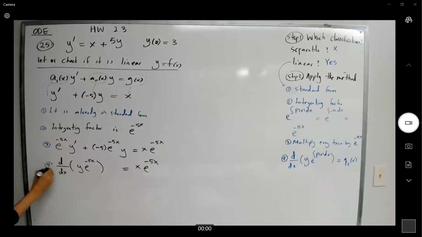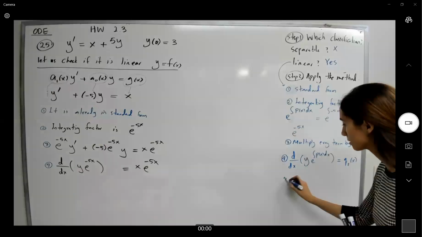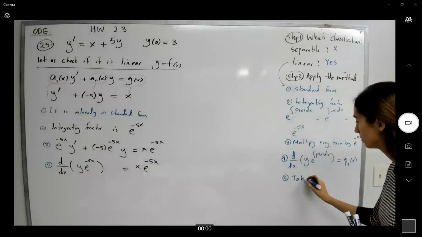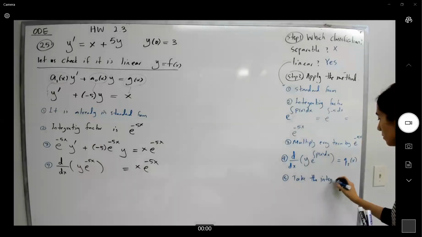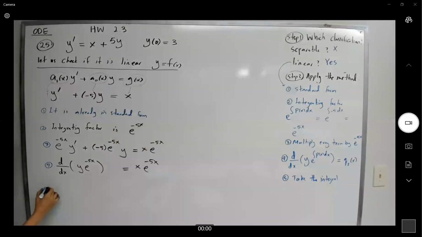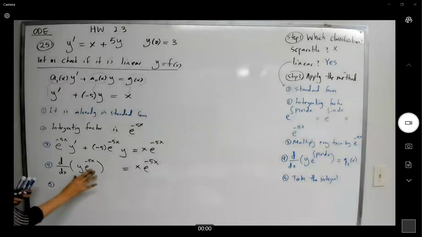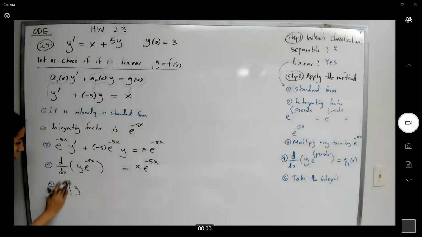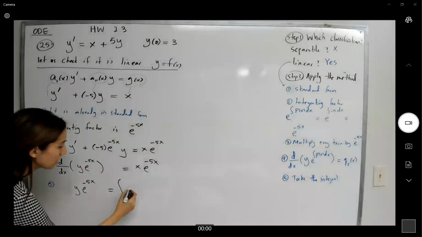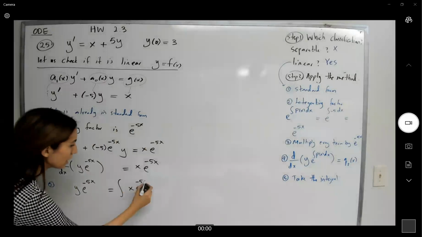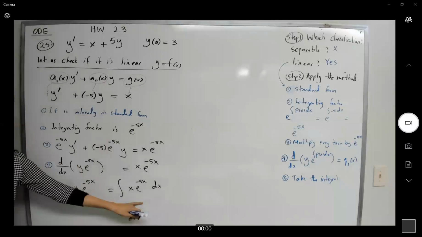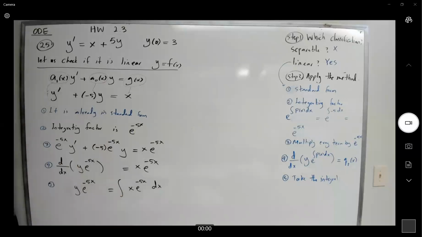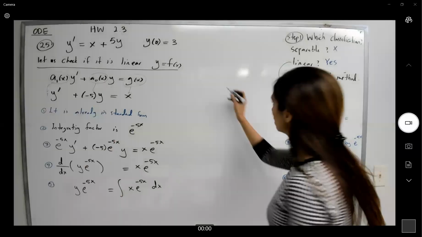And in step 5, take the integral of both sides. Very good. The integral of the derivative results in the quantity that you have, y e to the power negative 5x, and on the right hand side you have the integral of x e to the power negative 5x dx. We are going back to elementary calculus. You need to use the integration by parts method and solve this integral. So we recall that.